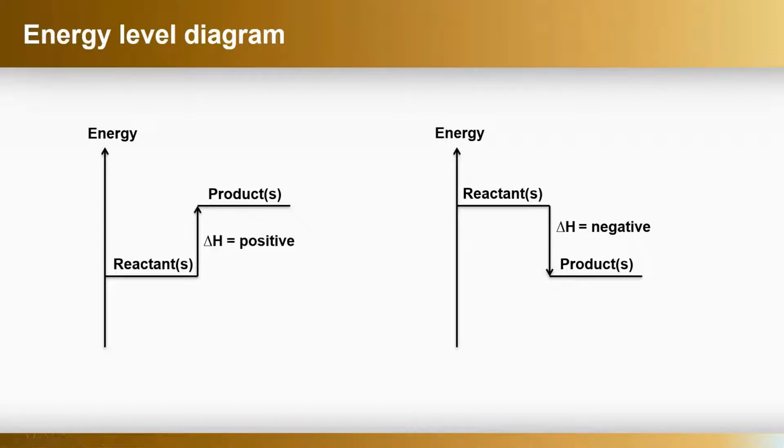So we can also say when delta H is positive, it is endothermic, and when delta H is negative, it's exothermic. So you should be able to interpret any diagram when you are given, and we need to be able to tell whether it is endothermic or exothermic by looking at the difference.